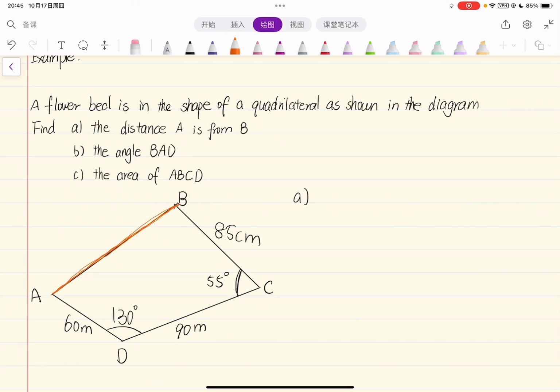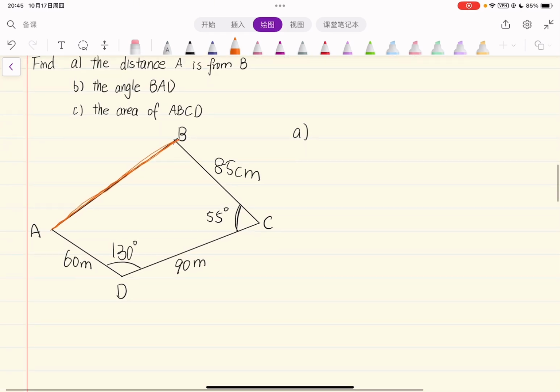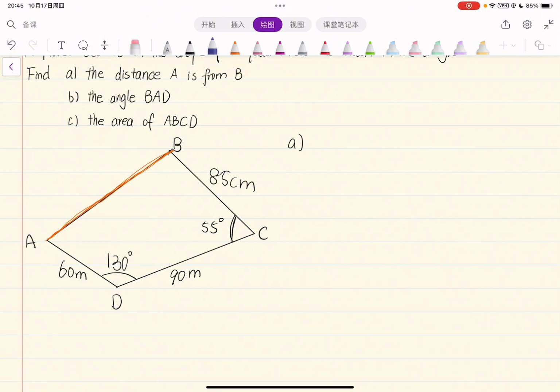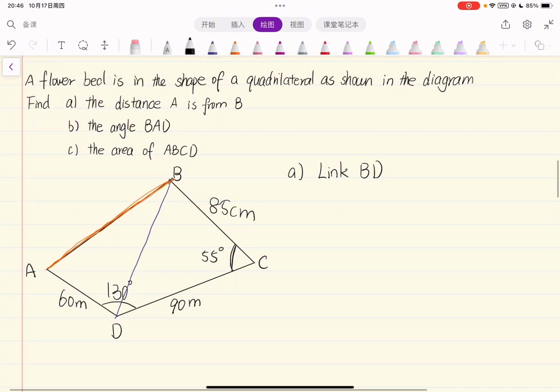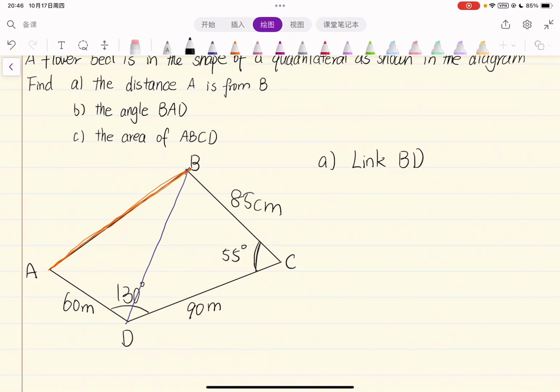If you want to use the sine rule and the cosine rule, we have to have triangles, but here we don't have that. Well, we can make two triangles. We link BD. So we have two triangles, that is triangle BCD and triangle BAD. Now let us see the triangle ABD. We know the side AD and the other things we don't know. So how do we find the side AB?